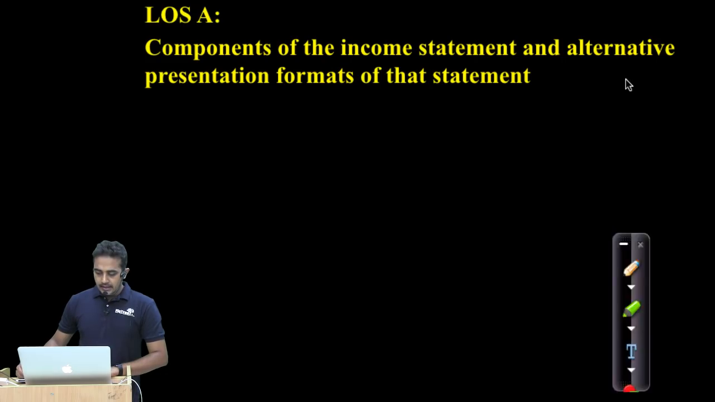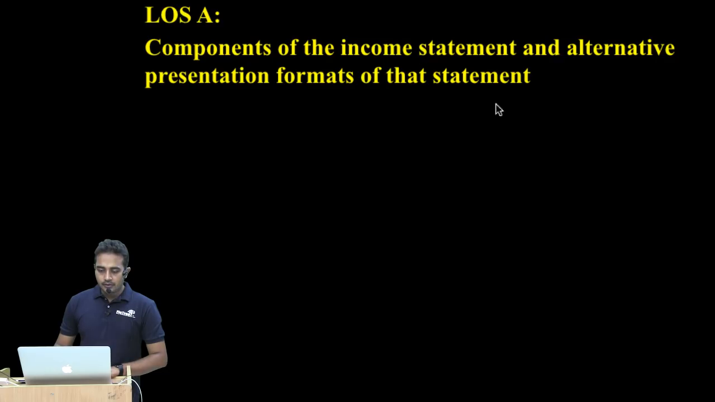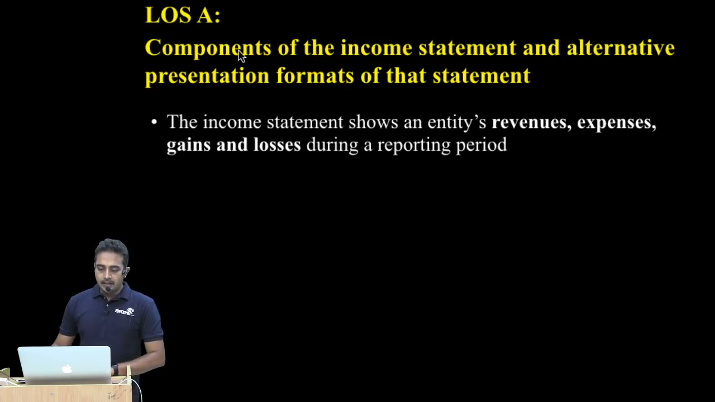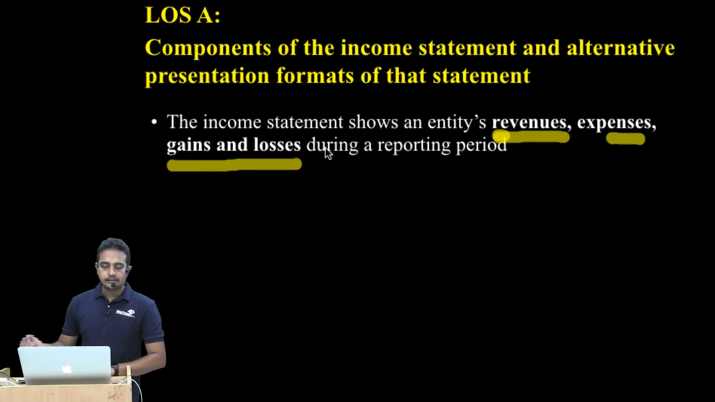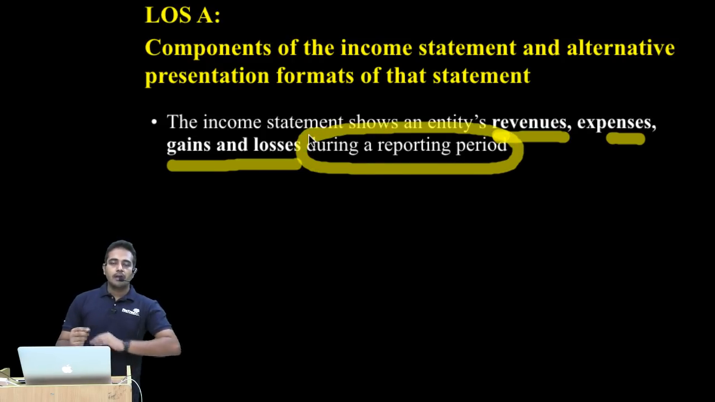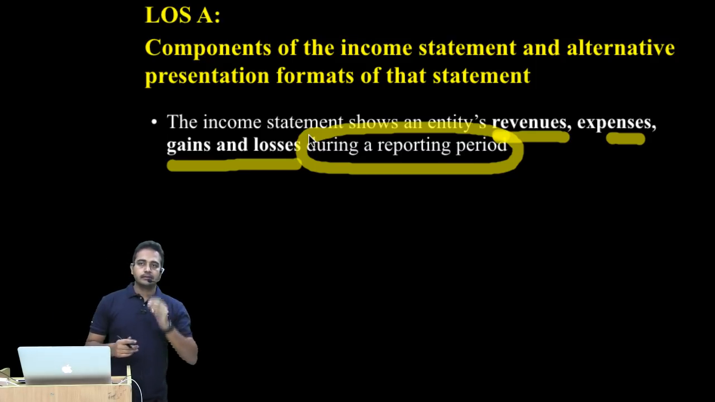Components of income statement and alternative presentation formats. So what does an income statement have? Revenues, expenses and gains and losses during a reporting period. When you prepare a balance sheet, is it for the period or at a particular date? At a particular date. So that's the difference between the two. Balance sheet is a point estimate, only for that particular point of time, whereas an income statement you prepare for the entire accounting period.